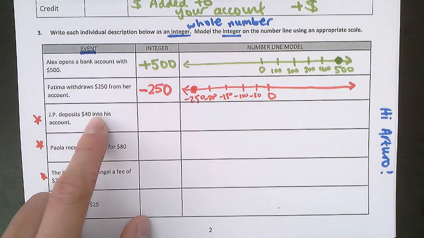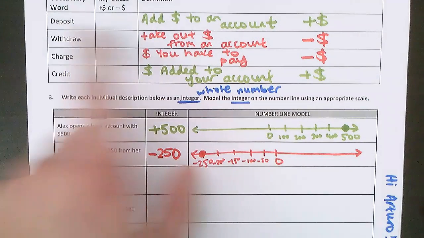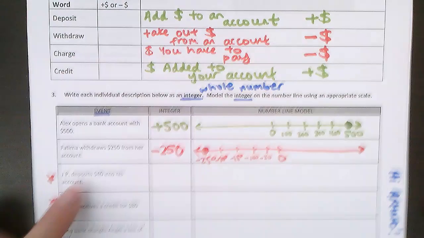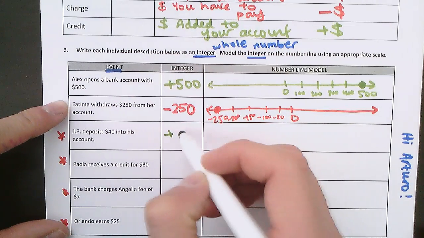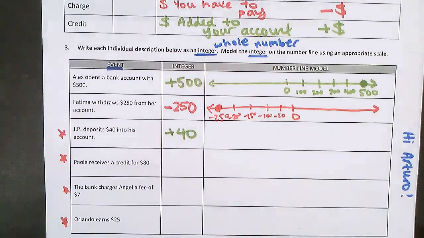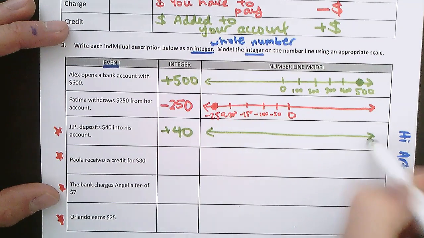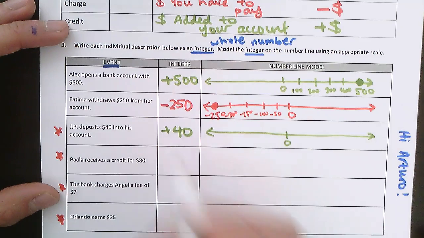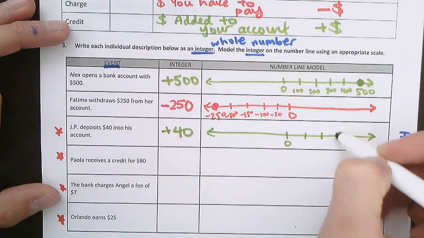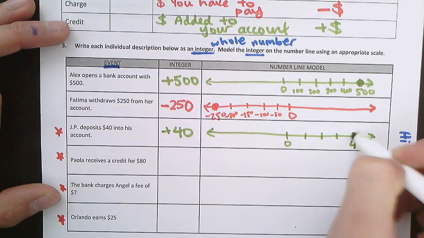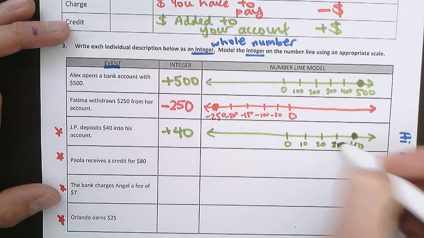JP deposits $40 into his account. Ooh, deposit, that's a new word we learned. Deposit means to add money to your account. So JP adds money to his account. That means we're getting more money. It's a positive 40. Let's draw a number line. So 0's there. We're going up to 40. Maybe we can count by tens. 10, 20, 30, 40. Right here we'd have 10, 20, 30, 40.